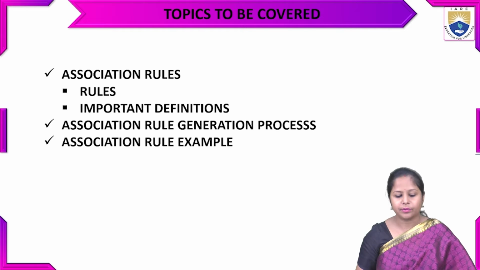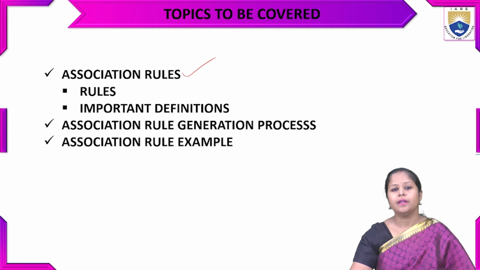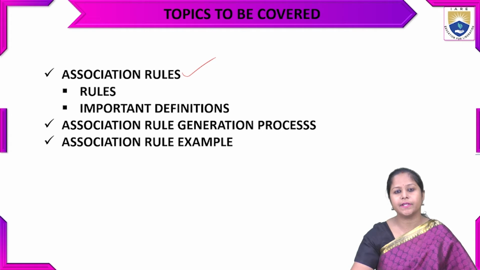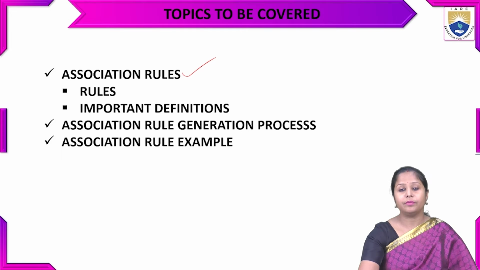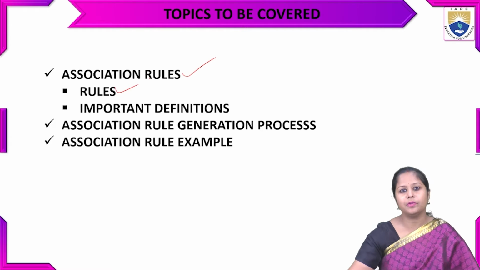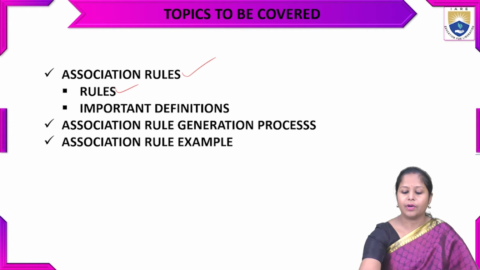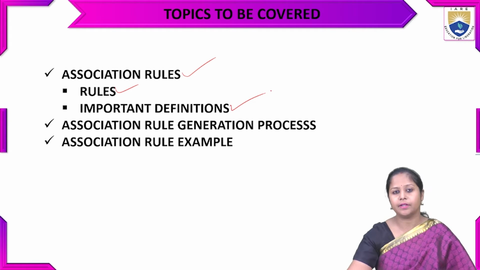So I'll cover the topic today, association rules. What are the different rules for association? Before that, we have covered the frequent item set generation. We require the frequent item set generation before the association rules generation. So we will see the different rules, how we are going to create one association rule, what the different definitions and terminology are, before going to the generation of the association rules.